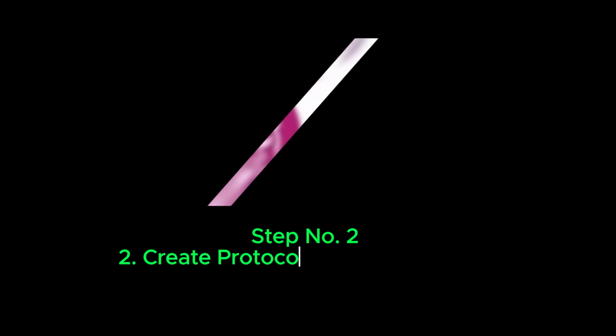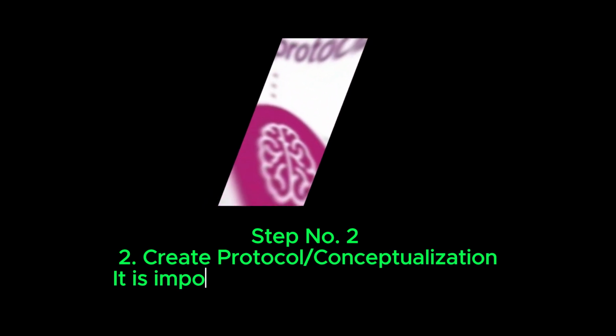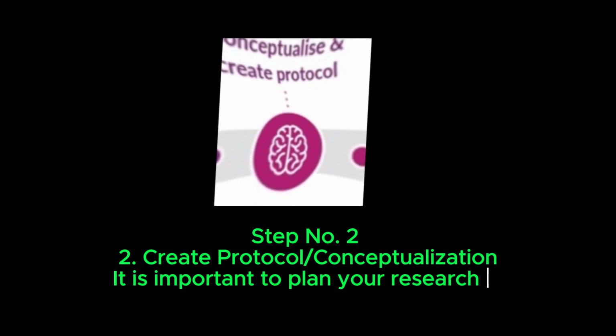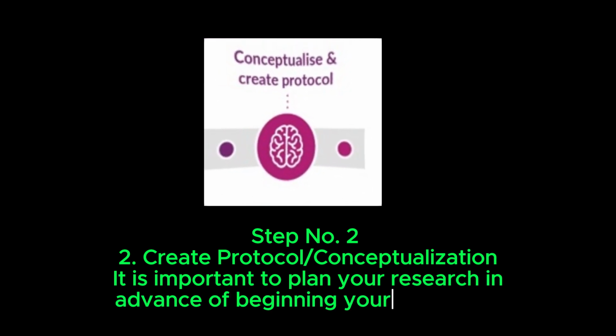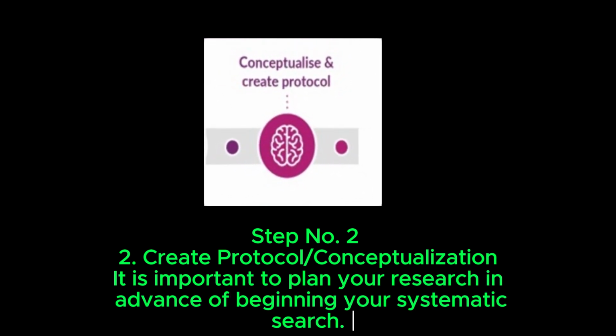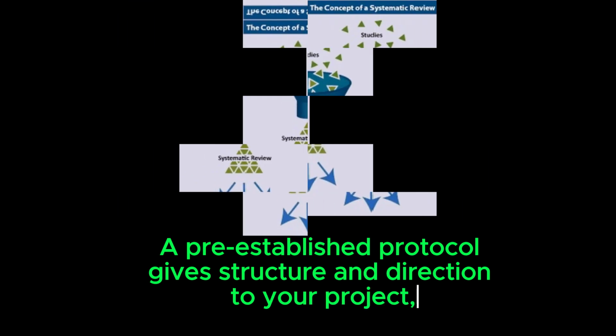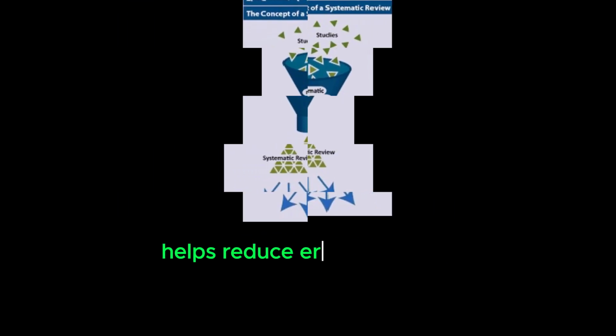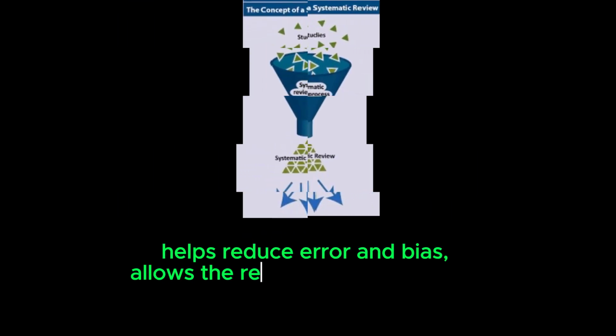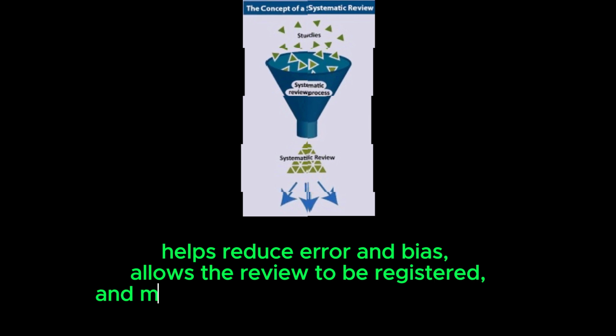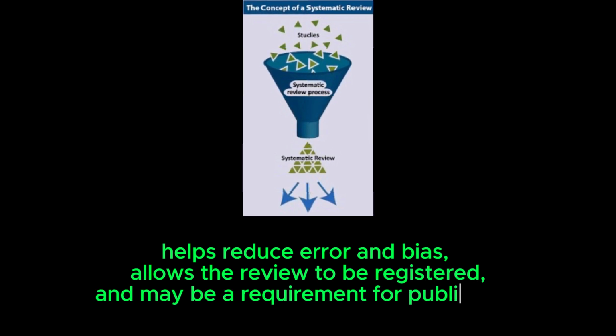Step number 2, create protocol or conceptualization. It is important to plan your research in advance of the beginning of your systematic search. A pre-established protocol gives structure and direction to your project, helps reduce error and bias, allows the review to be registered, and may be a requirement for publication.